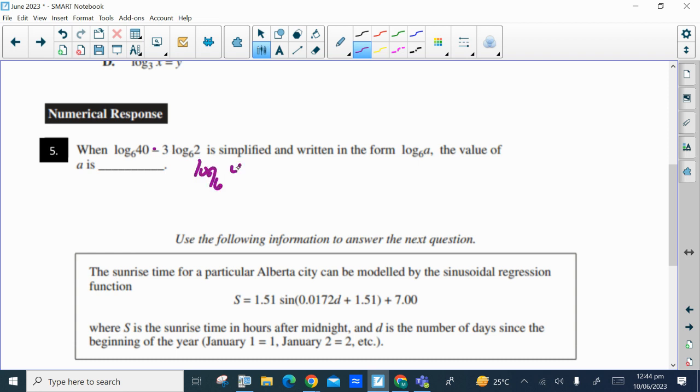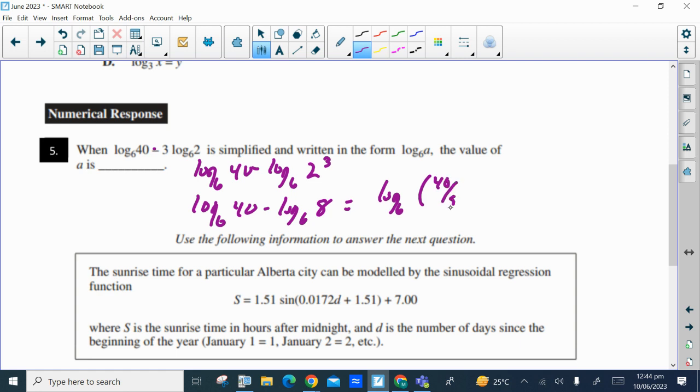This will be log base 6 of 40 minus log base 6 of 2 cubed, or log base 6 of 40 minus log base 6 of 8, because 2 cubed is 8. So now we'll use the quotient law to combine. It'll be log base 6 of 40 over 8, and 40 divided by 8 is 5. So there's the value of A.